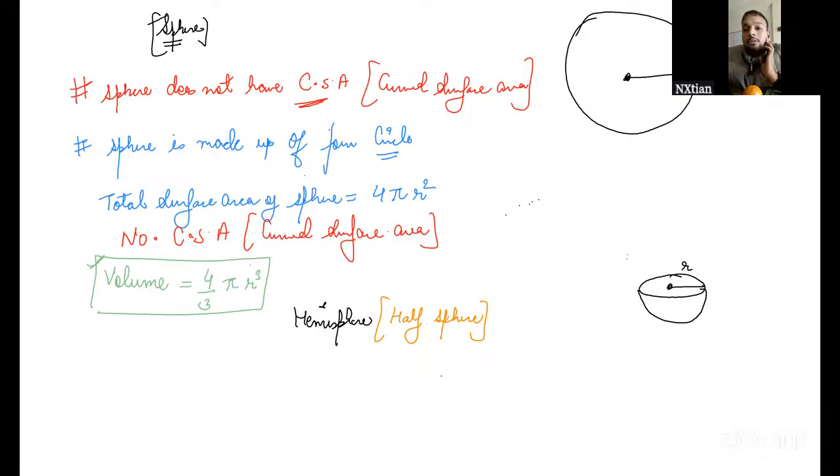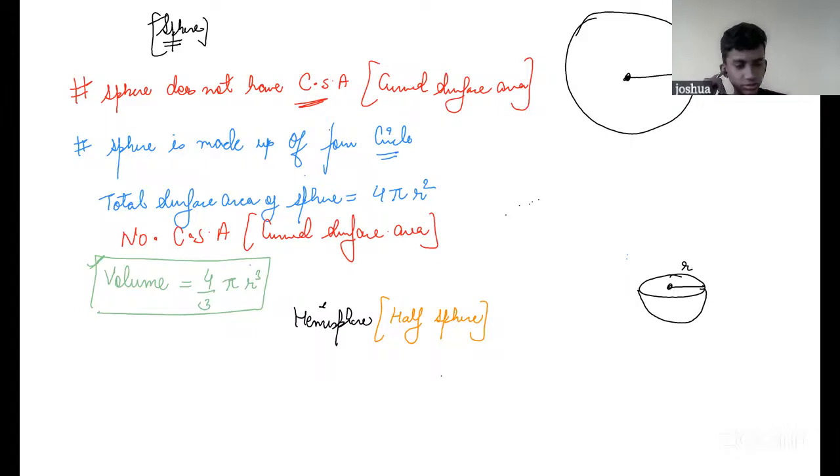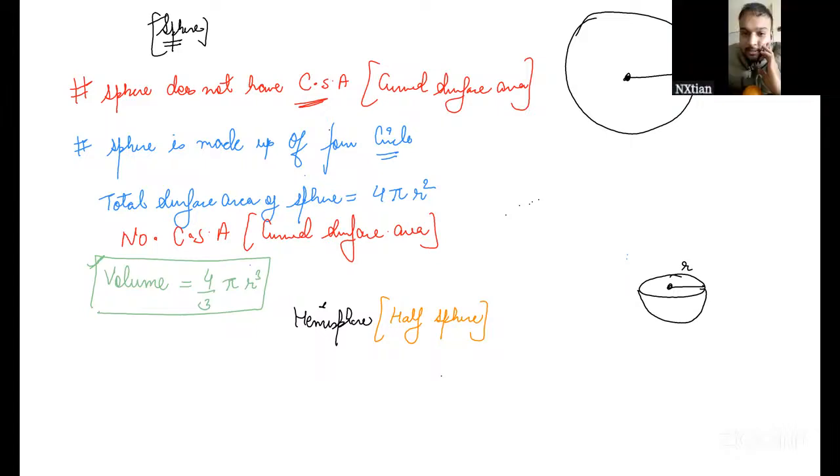Okay, so will it have TSA, or no, sorry, will it have CSA or not? Can anybody comment on it? Will it have CSA or not? So it will have CSA, right? Okay, which part will be the CSA?